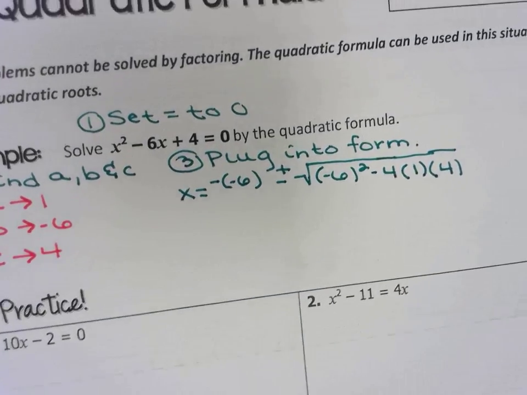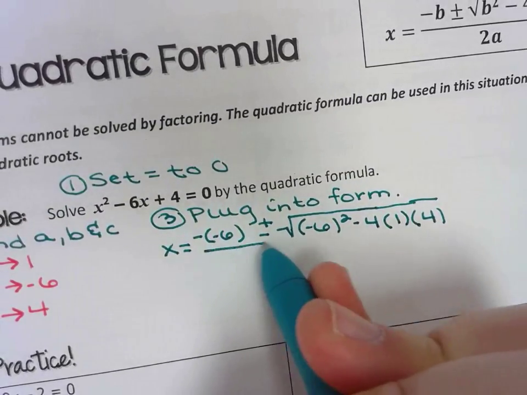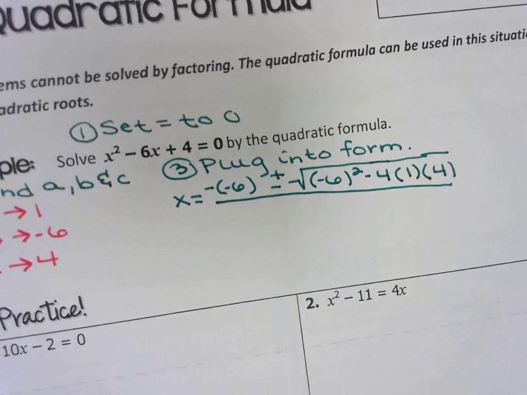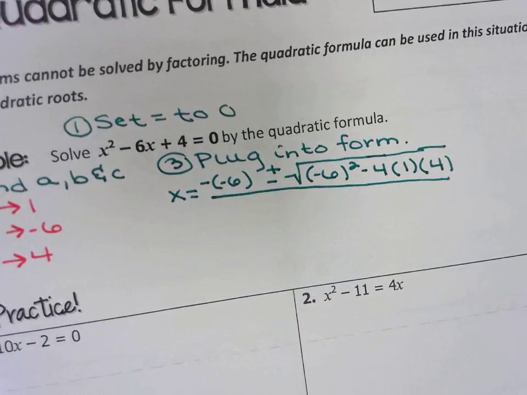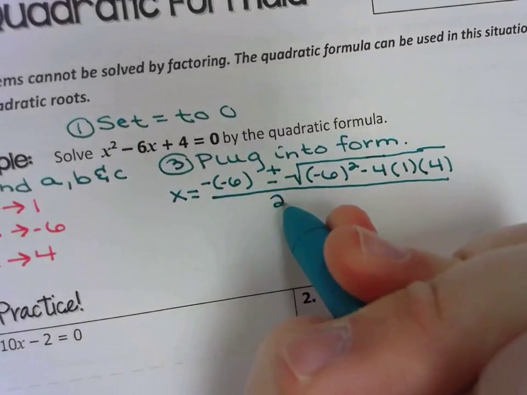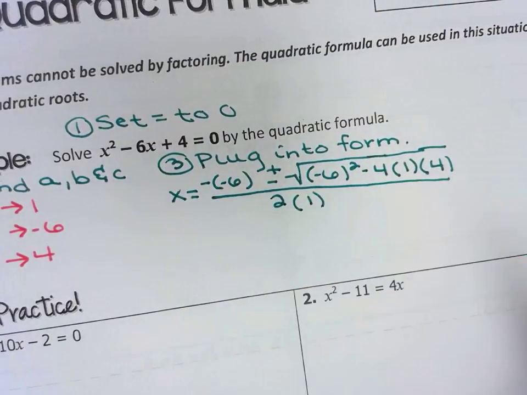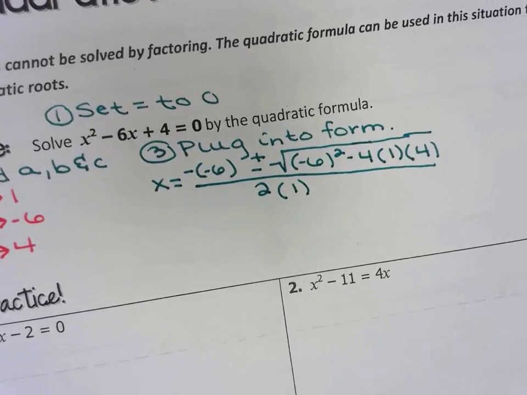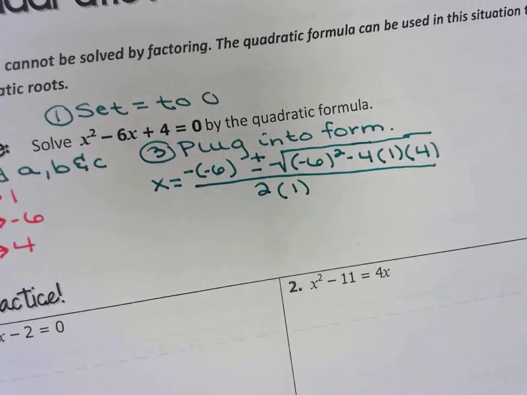Now if you look at your formula, that is all over. This is where I see a mistake. A lot of people just put the division line over or under the square root part. It's all over, so the division is underneath all of it. 2 times a. What's my a value? 1. So that is the third step. Plug in a, b, and c. Be careful when you plug it in. Use parentheses if you have negatives.